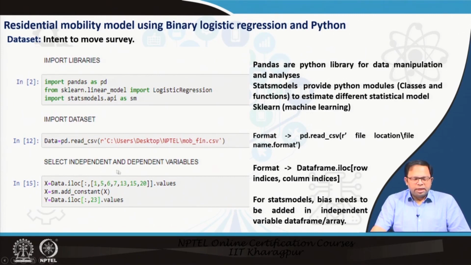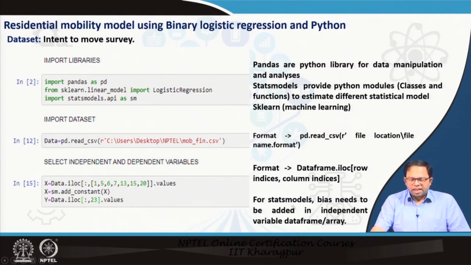And then the next step is to select the independent and dependent variables, where we use the data frame .iloc. This is the function where we give the row and column indices, which tells us what my x and y values are. This is the y data, and this relates to which variable, the 23rd variable in my list of columns, is the actual decision variable, and these are all independent variables. So this is what we have done.